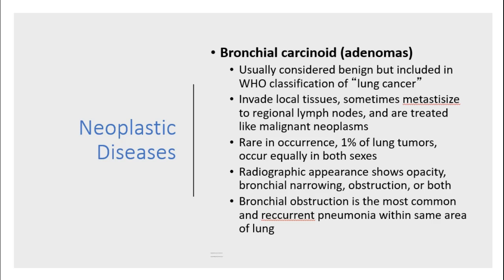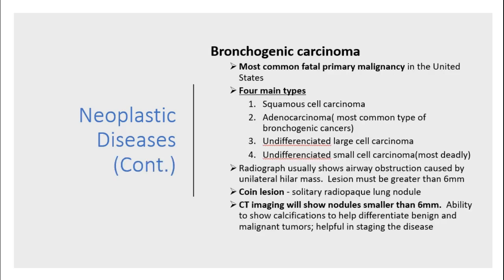So the radiographic appearance shows opacity, bronchial narrowing, obstruction, or both. The bronchial obstruction is the most common, and recurrent pneumonia within the same area of the lung. So a lot of times we'll clear up a pneumonia and then we'll see this underlying. So bronchogenic carcinoma is the most common fatal primary malignancy in the United States. Oh my gosh. So there's 4 main types: squamous cell, adenocarcinoma, undifferentiated large cell, and undifferentiated small cell.